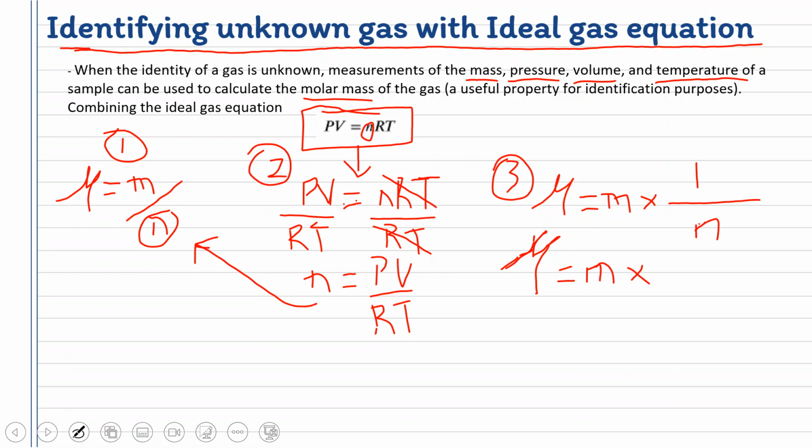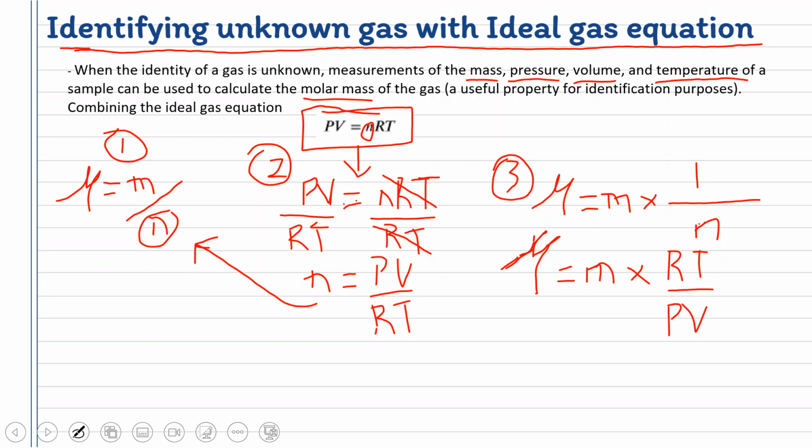Multiplied by, now, this is 1 over N, okay? 1 over N is the same as the inverse of your N. Now our N is PV over RT. So 1 over N means that's just the inverse of this. So what would the inverse of N be? Because we're saying N is equal to PV over RT, and we want the inverse of N. The inverse of N straight away is going to be RT on the top, divided by PV. Great.